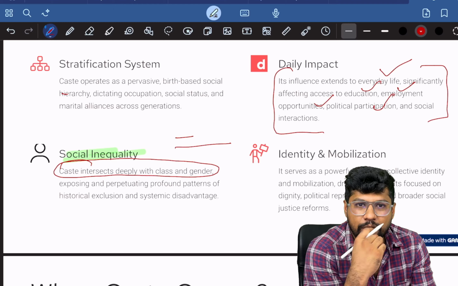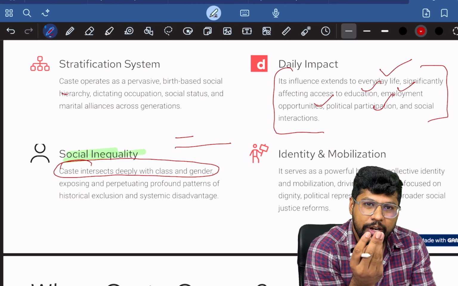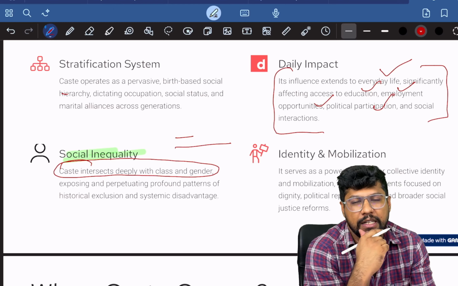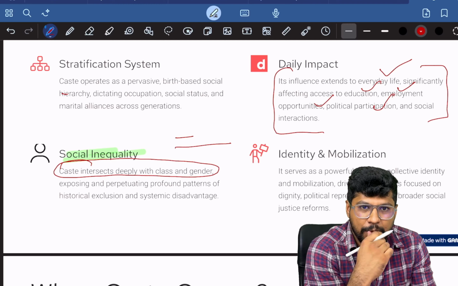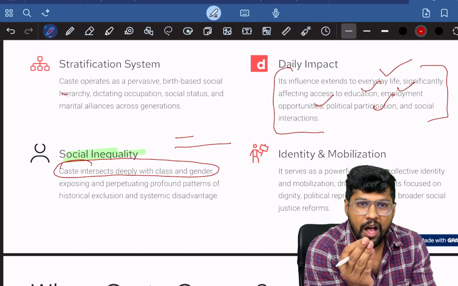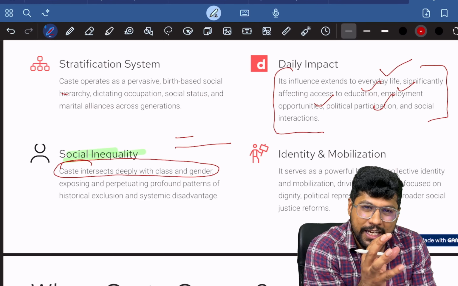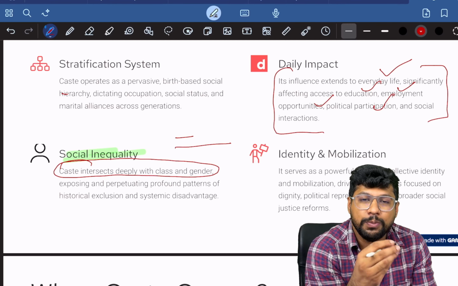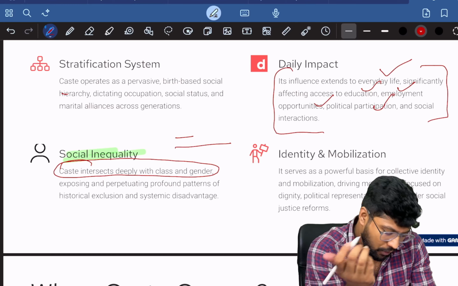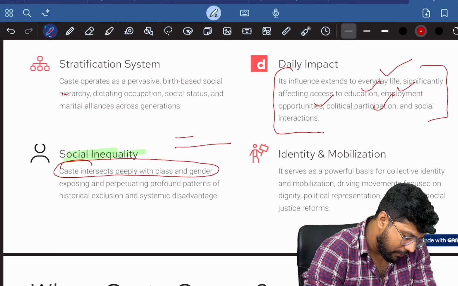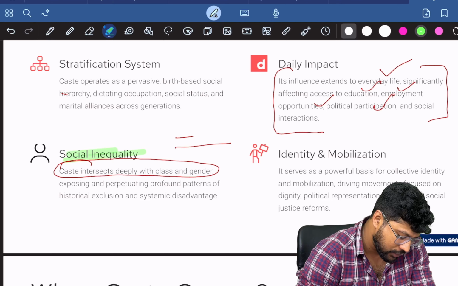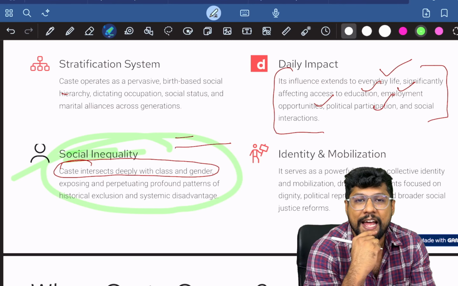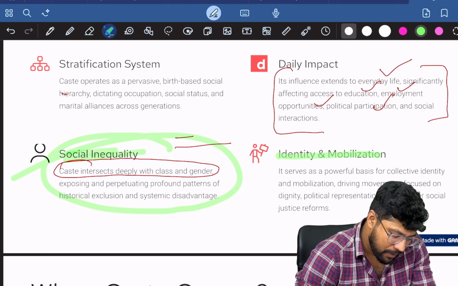The recent report of the Justice Rohini Committee also recommended subcategorization of OBC reservation and subcategorization of SC and ST, because the benefit of caste reservation or state affirmative actions is taken by very few populations. So we need to redistribute the government benefits to all those people who are not getting the benefit yet. So we need to understand the social inequality. If you want to understand the social inequality in Indian society, you need to understand what is caste, and also the identification and mobilization aspect.